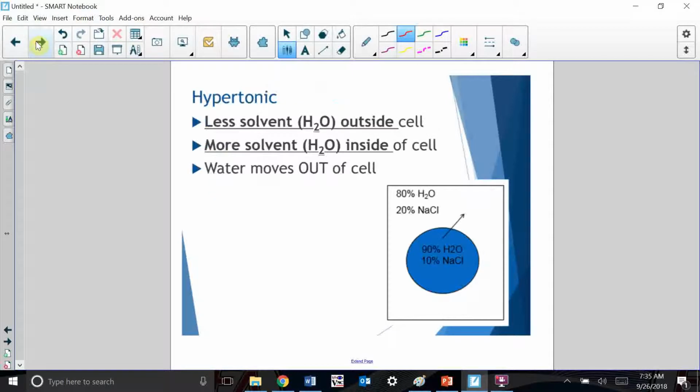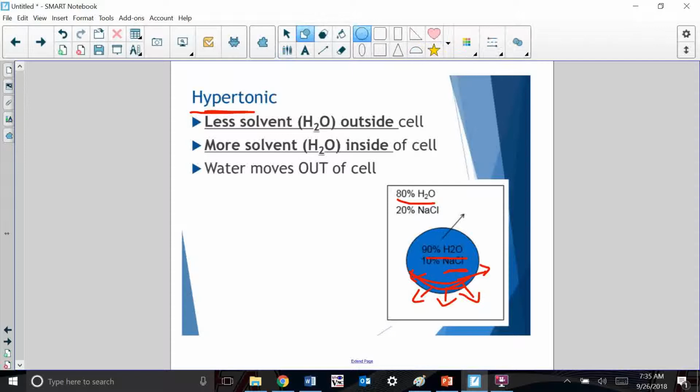Okay, so in a hypertonic solution, there is more water inside the cell than outside the cell, right? In diffusion problems I typically only look at the solvent, the water, the thing that's doing the dissolving, because it's only the water that'll move. Your salt, the NaCl here, is too big. Remember we talked about how the cell membrane can only let some things in and out. My salt, the NaCl, cannot get past this cell membrane. It's just too big.